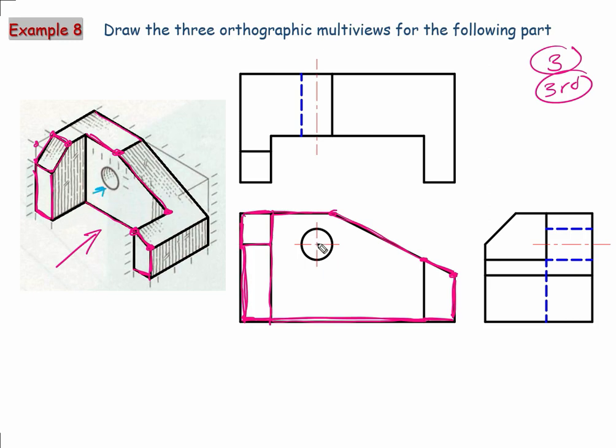Regarding the hole, indicate where the center of the hole is, and then draw the circle. It is visible because I can see it from the front view. And finally, this edge is this edge. Okay, what about this edge? This edge is hidden under this edge. The priority is for the visible. And same thing for this edge, this edge, this one, and so on.